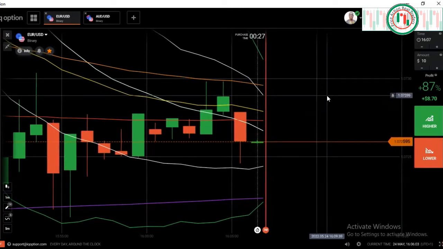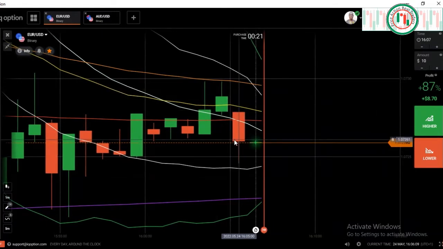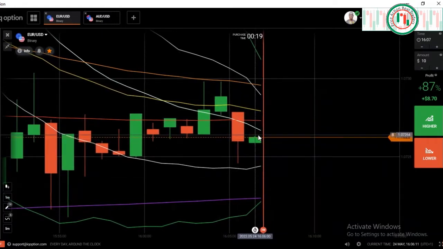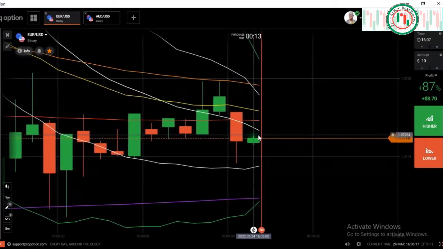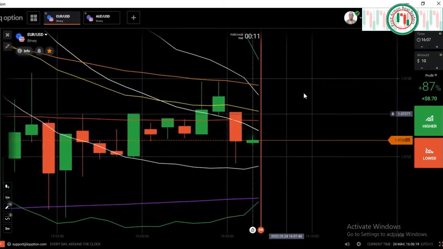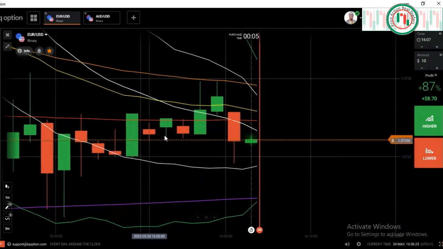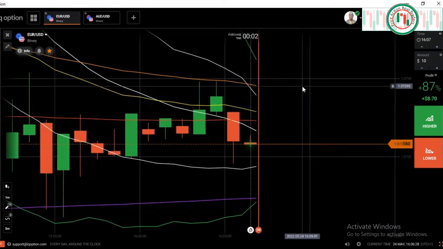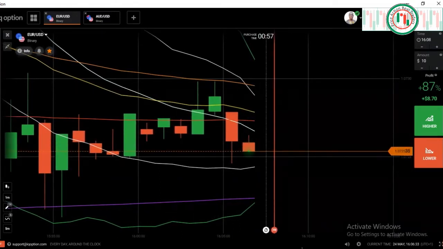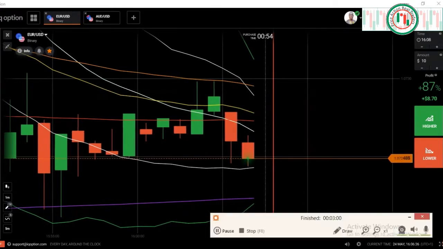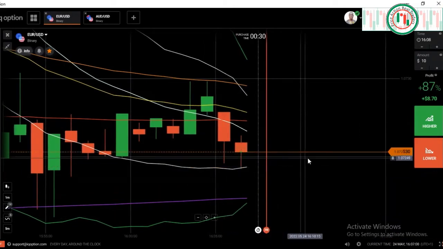So I will wait because this is hammer candlestick. But here is zone, so I'll wait to see what will happen, because market may go down. So you see here, this is the reversal area.